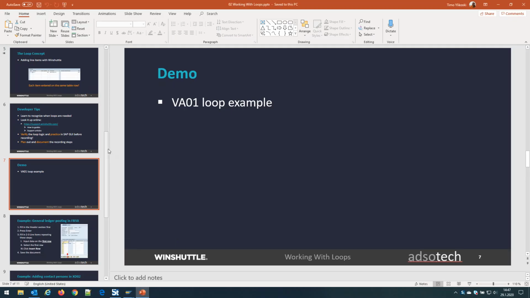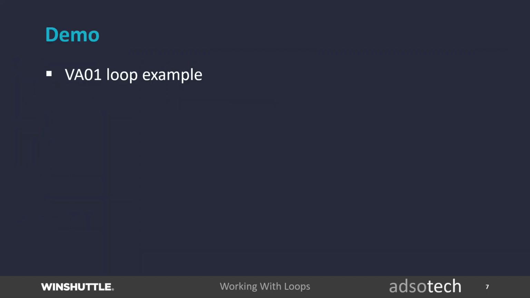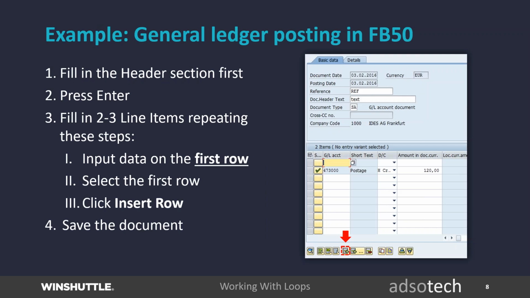As an example, I have a couple of slides here just to further illustrate the point that loops are built differently depending on what T code you are working on. VA01 is a relatively simple way to build the loop. You just have to know to enter item data on the second row and then click on the create item button, and that's it. That should help you get the loop recorded correctly. But just as an example, a few other cases I have collected here show how this can be different.